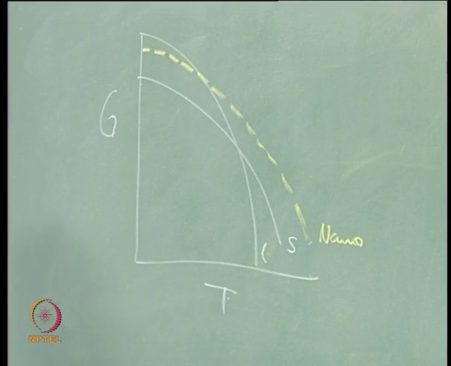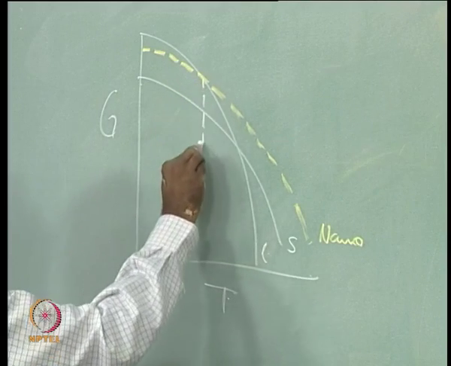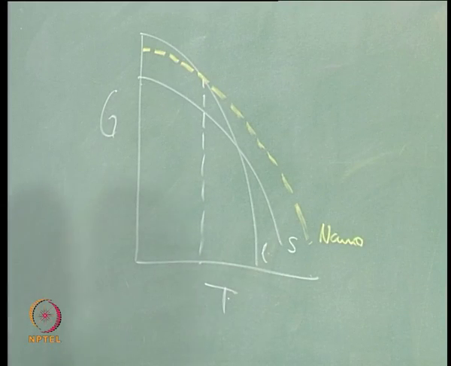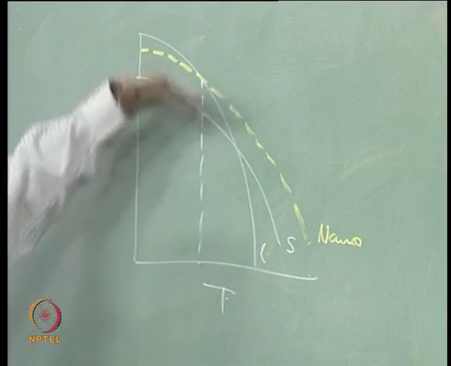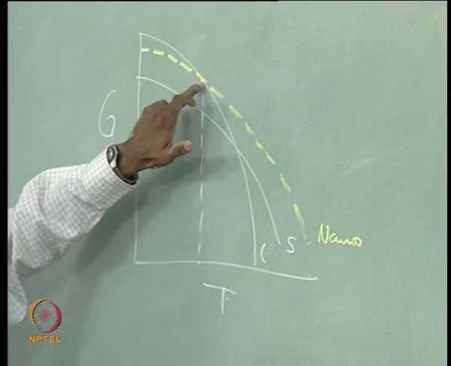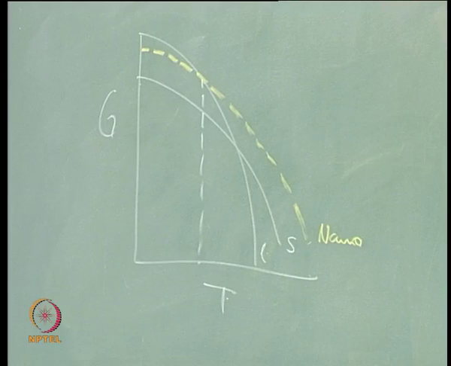The moment I put a higher free energy, you would automatically see the intersection. The liquid is not changing; we are not talking of a nano liquid here. So the liquid free energy curve will not change. The moment you change the solid free energy curve, you would see that it intersects at a lower temperature, and that is the reason why a nanoparticle melts at a lower temperature.